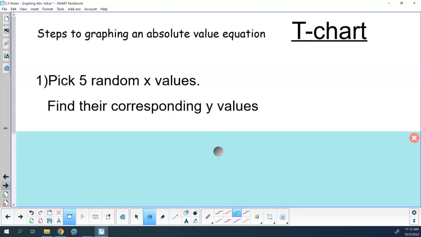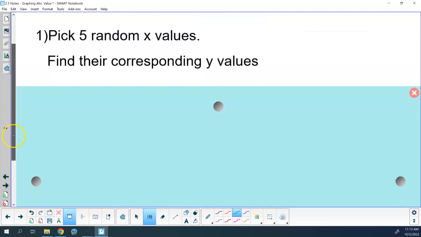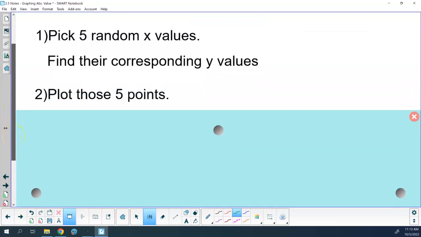Then what you're going to do is plug those 5 x values into the equation, and you're going to get the y value. So you're going to do the math on those 5. And you got to do it differently on each one of those 5. So once you got those 5, that's going to give you 5 points that you can plot on your graph. So you're going to plot those 5 points on your graph.